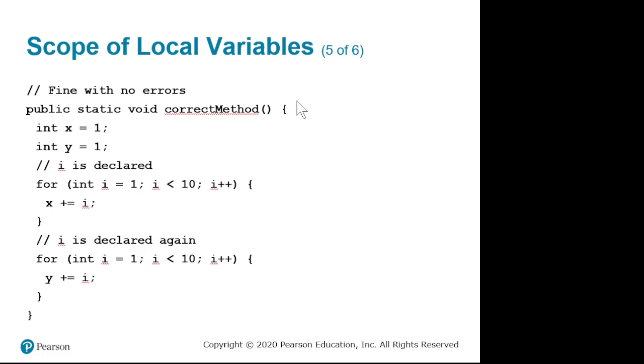So here we have a correct method where I declare x and y, and then in the for loop, I declare i, which is okay because it only exists in this inner block. And so later on, I can declare i again, and these are completely different variables. They're completely different parts of memory. And so even though the identifier is the same for us, to the computer, this i exists. When this block is done, it goes away.